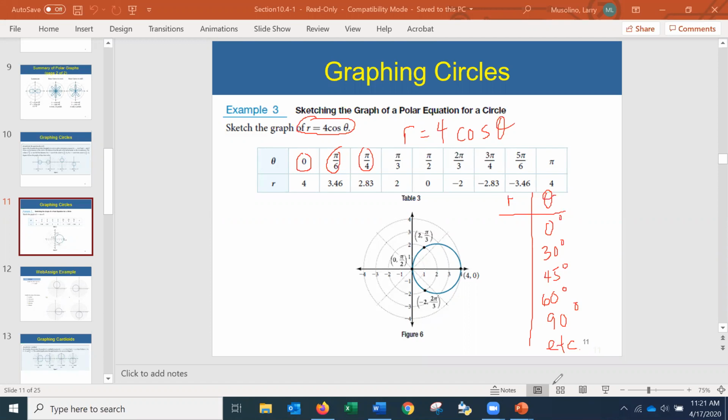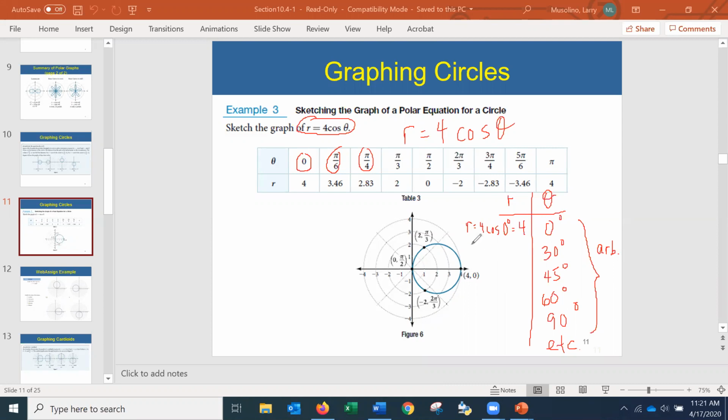So I'm listing out all of these arbitrary choices for theta. These are arbitrary, meaning you could pick these angles to be anything you want. Then for r, I would plug in and figure out r equals 4 cosine theta. So for this first row, it would be r equals 4 times cosine of 0 degrees. But you might remember cosine 0 is 1. So this is the answer 4.